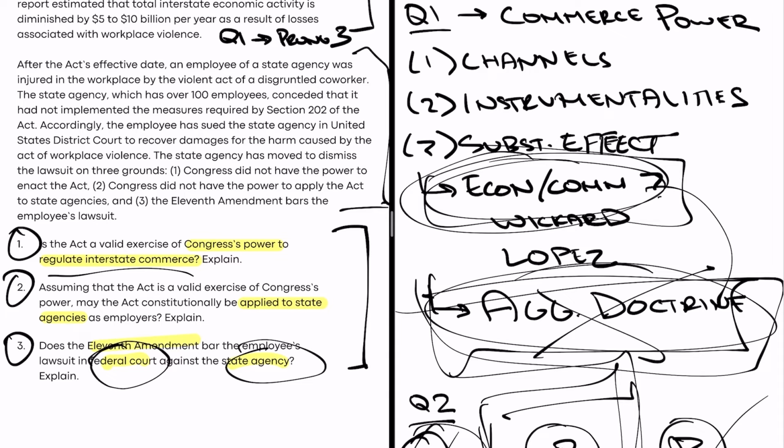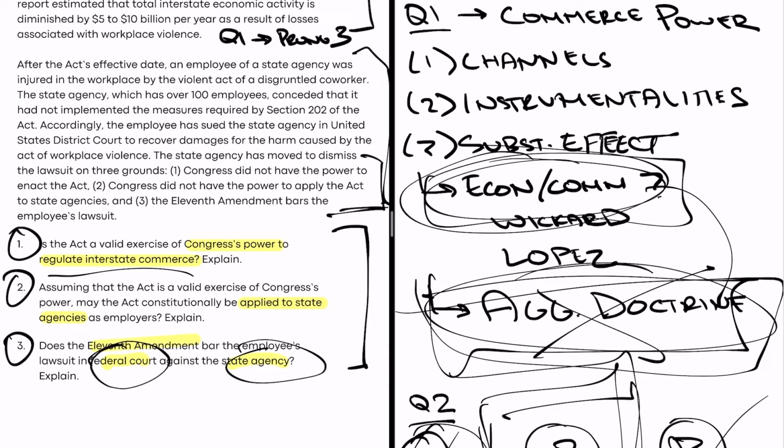Congress didn't have the power to enact the act. Congress didn't have the power to apply the act to us. And the 11th Amendment bars this lawsuit. We can't be sued in federal court for this. So that is the analysis there of these 3 calls of the question, just reiterated in this last paragraph. So with this, though, I think we've identified all the major issues. From here, we'd be ready to actually write our essay.